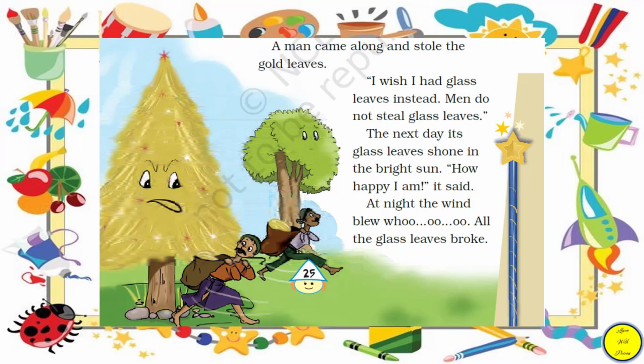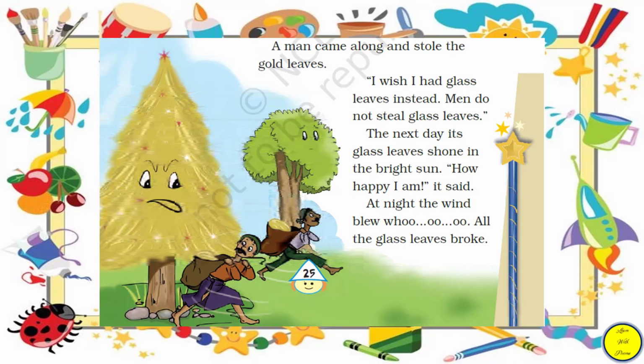I wish I had glass leaves instead. Men do not steal glass leaves. So children, now the fir tree wished that he had glass leaves because people do not steal glass leaves. The next day, its glass leaves shone in the bright sun, which means the glass leaves were shining. They were shining very brightly when sunlight fell on them.